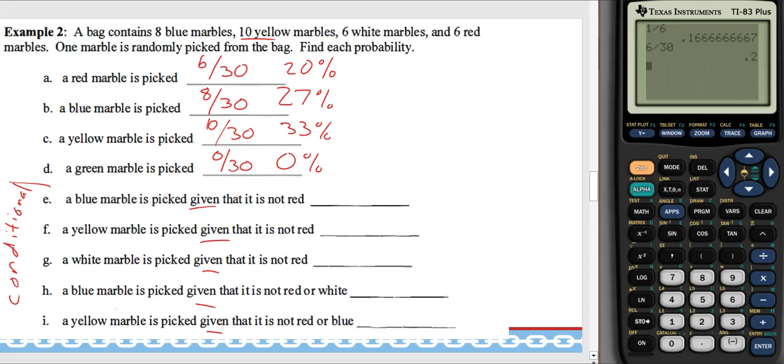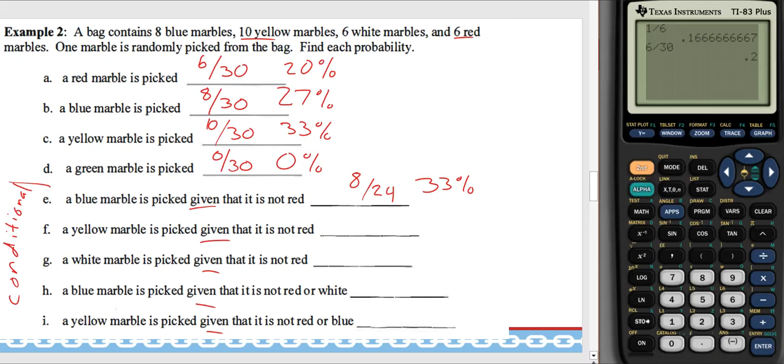So essentially, someone has gone through the bag of 30 marbles and they've picked out these 6 reds, right? So now I only have 24 marbles because the red ones are gone, right? So 8 out of 24. There's 8 blue marbles in the bag out of 24. So that'd be a 1 in 3 or 33%.